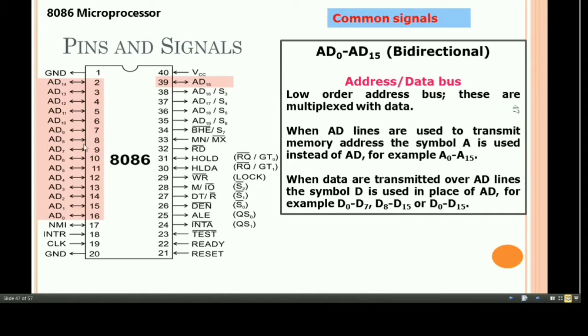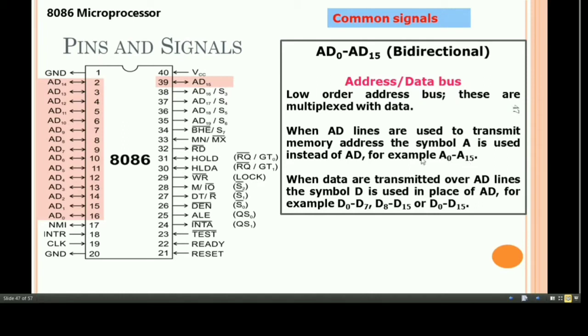When these AD lines are used to transmit memory address, the symbol used is A, and if they are used to transmit data, the symbol used is D. Means whenever an address is transferred over these lines, instead of the symbol AD, only the symbol A is used, and AD0 to AD15 is considered as A0 to A15.